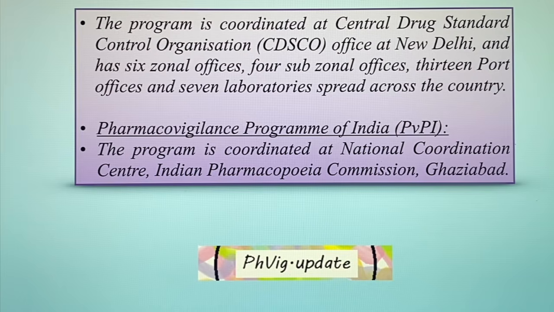CDSCO operates through a central office in New Delhi along with 6 zonal offices, 4 sub-zonal offices, 13 port offices, and 7 laboratories across the country. The Pharmacovigilance Program of India, PVPI, monitors adverse drug reactions and ensures drug safety across the country.